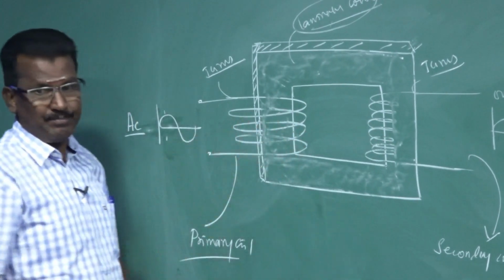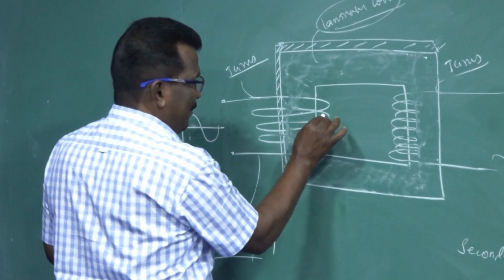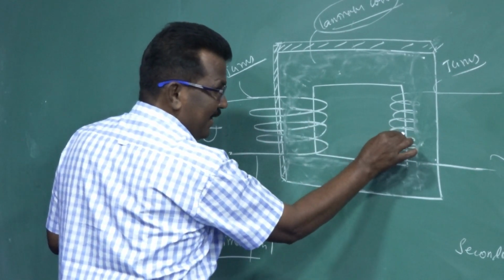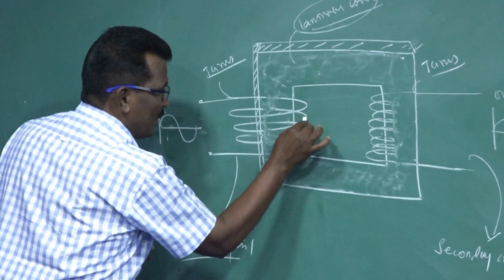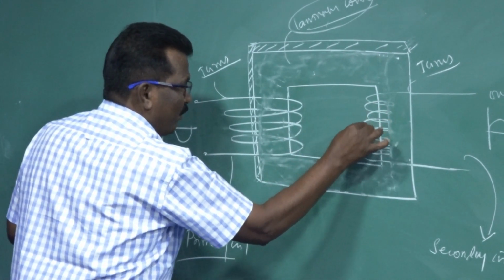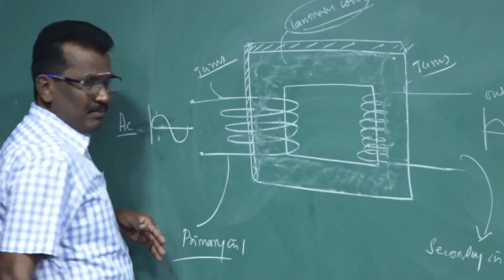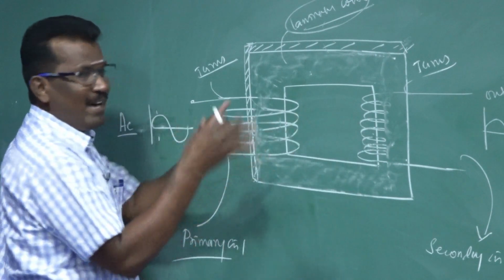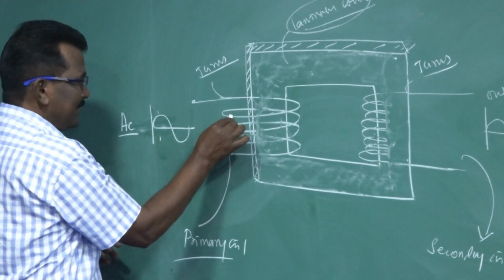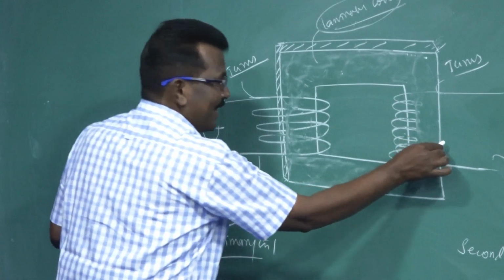We will talk later. The number of turns in the primary coil is not equal to the number of turns in the secondary coil. That's why I mentioned 1, 2, 3, 4, 5, 6, 7, 8 and so on. If both coils are the same, what happens? We'll talk later. So this is the primary coil. This is the secondary coil.